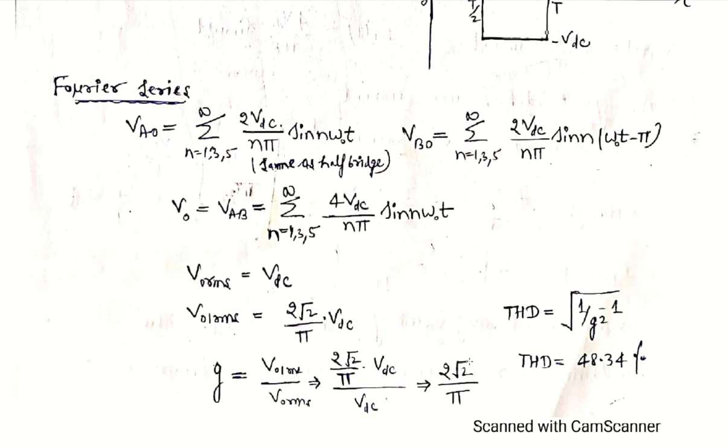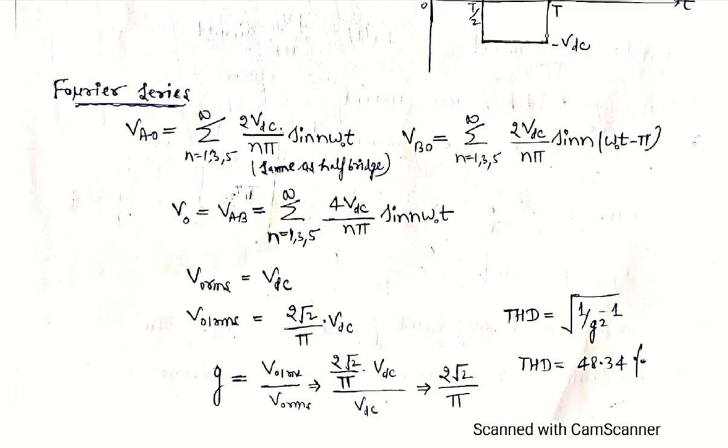So it is the same as in the case of half bridge configuration. And THD, which is defined as total harmonic distortion, is the square root of 1 upon Z square minus 1. So it equals 48.34 percent. So it is again the same as in case of half bridge.